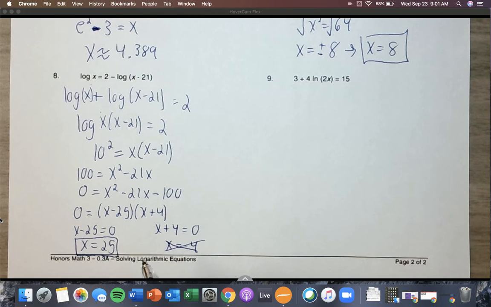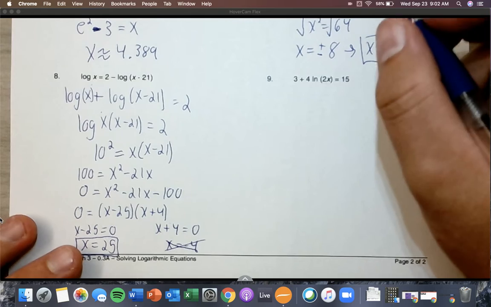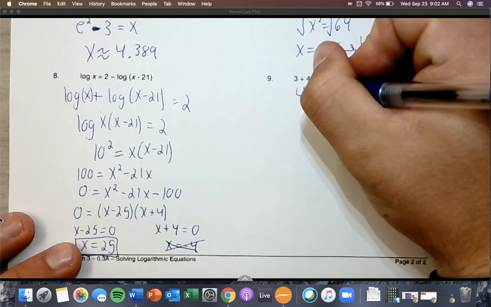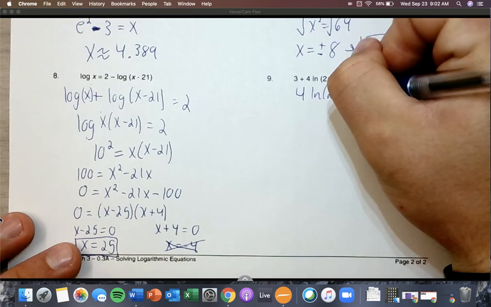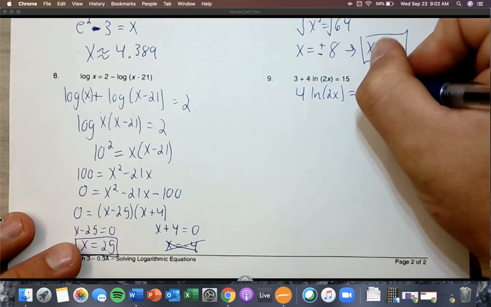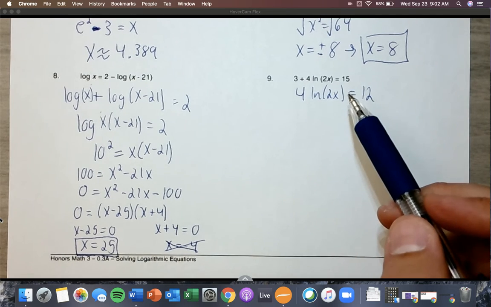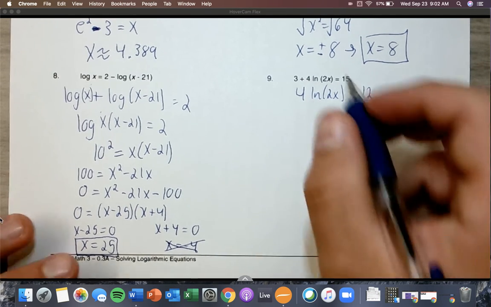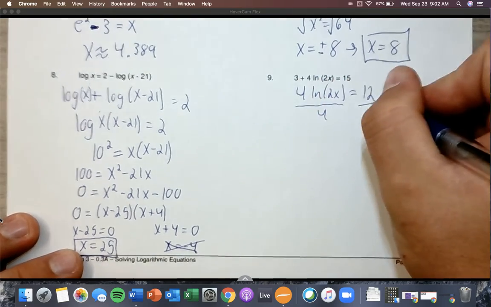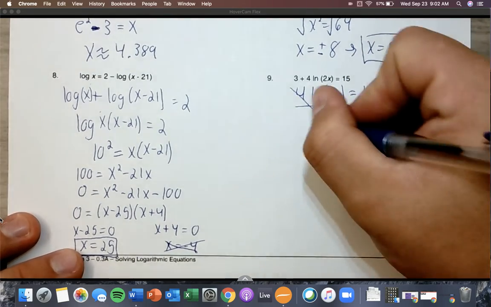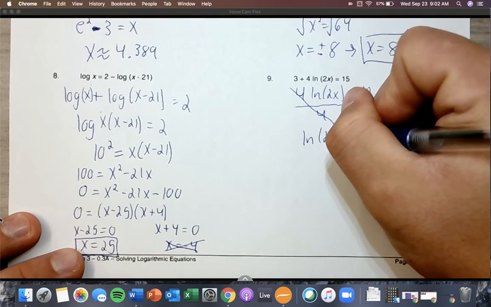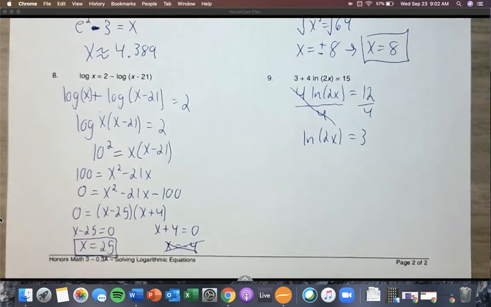The last one here, we have 3 plus 4 natural log of 2x equals 15. So what we can do is subtract this 3 over, and we would just get 4 ln of 2x is equal to 12. We could use our properties of logs and bring this 4 to the inside here, but we could also just divide by the 4, because this is going to cancel. And I get ln of 2x is equal to 3.